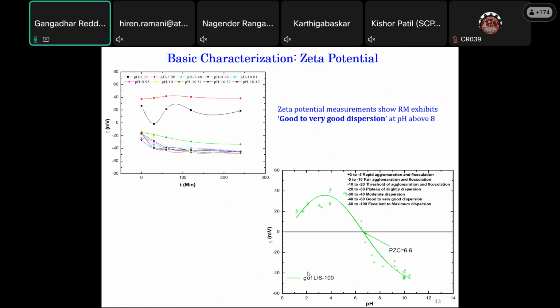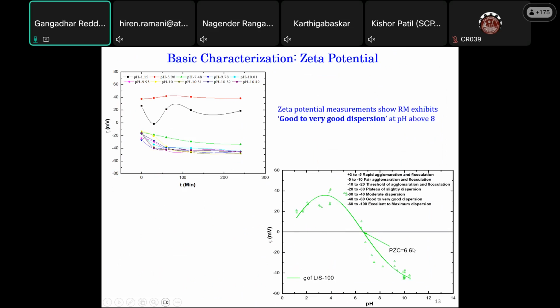So, the liquid to solid ratio. For a liquid to solid ratio of 100, I measured the zeta potential and found that with the change of pH environment, the zeta potential also changes. You can see the PZC, called the point of zero charge, is somewhere around pH 6.6.